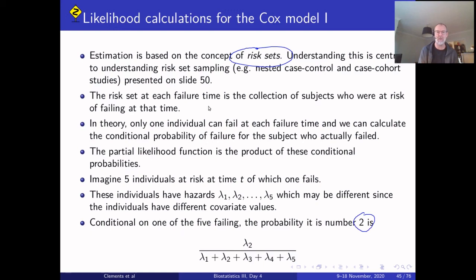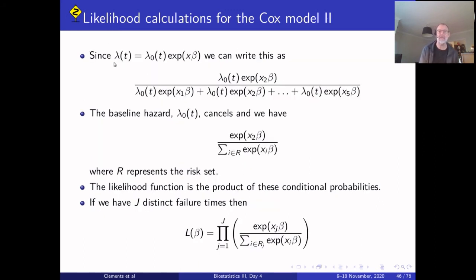The conditional probability of failure for the subject who actually failed is lambda 2 divided by the sum of lambda 1 plus lambda 2 plus lambda 3 plus lambda 4 plus lambda 5. Now for a Cox model, what we can do is that lambda of t is equal to lambda naught times exponential of x beta.